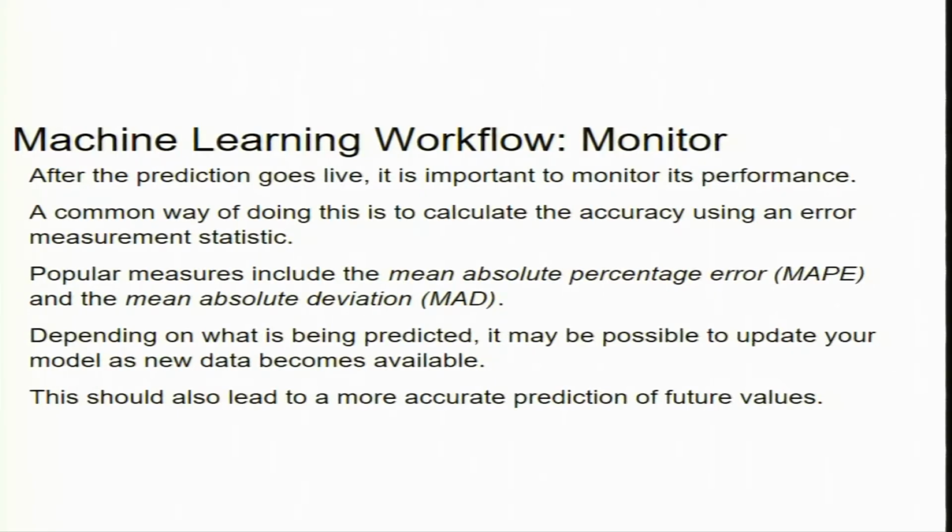Once the prediction goes live, it is important to monitor its performance, and therefore, various accuracy and error measures are there to monitor the model performance. So, the popular measures are mean absolute percentage error and the mean absolute deviation. We are going to look into these aspects more clearly. So, data scientists specialize in this kind of technology. Using error they will be able to monitor the performance of the model.